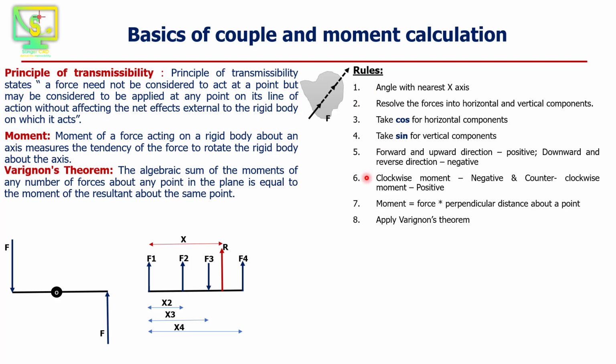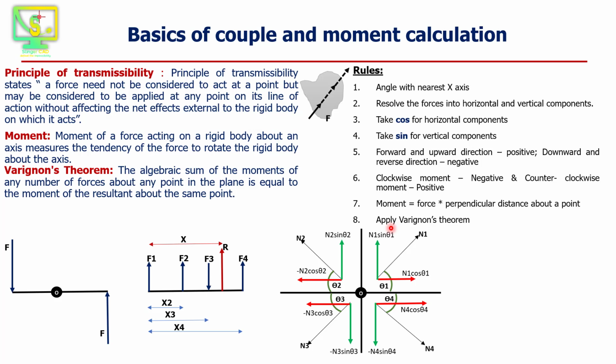So this is the rules. These 1 to 5 we discussed already in the basics of resultant force calculation. Here we have to consider the clockwise moment as negative, and the counterclockwise moment as positive, and moment equals force times perpendicular distance. Then we have to apply Varignon's theorem. Resolving forces is the same as before, and moment we have to consider negative if it is a clockwise moment, and positive if it is an anti-clockwise moment.